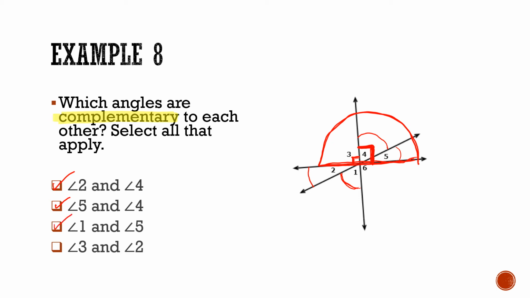And then angle 3 and angle 2. That one would not, because angle 3 alone was 90 degrees here. So we can't add anything to it and still get 90 degrees. So you would have gotten A, B, and C.